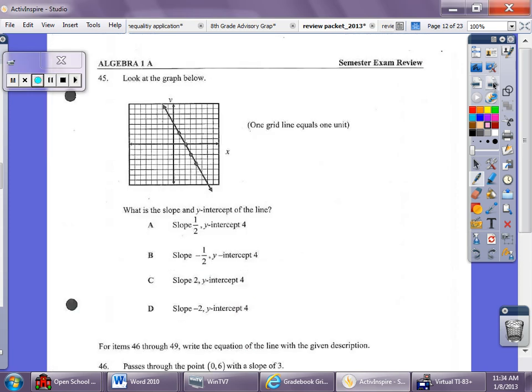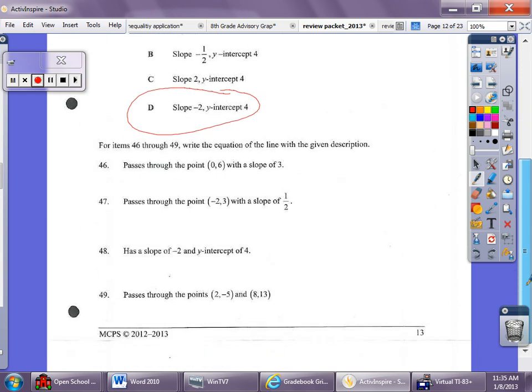If we look at question 45, look at the graph. What is the slope and y-intercept of the line? We know that the y-intercept, 1, 2, it starts at 4, so it has a y-intercept of 4. All of these choices have a y-intercept of 4. And then our slope, it goes down 2, right 1, down 2, right 1, down 2, right 1. So down 2, right 1 means our slope is -2. So the answer would be D. Slope -2, y-intercept of 4.